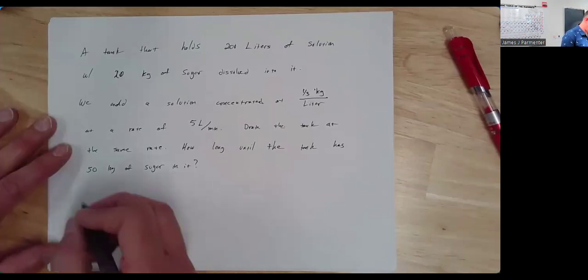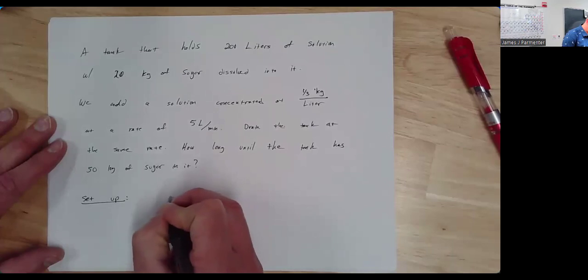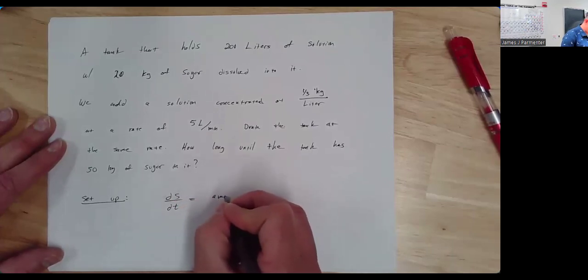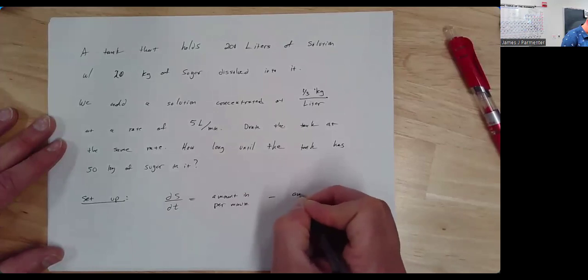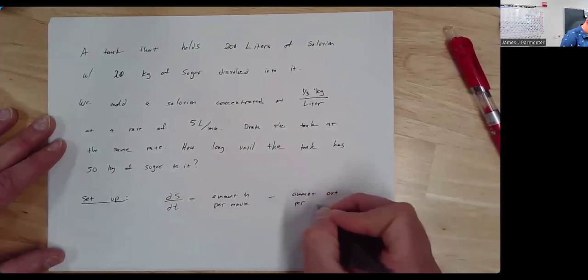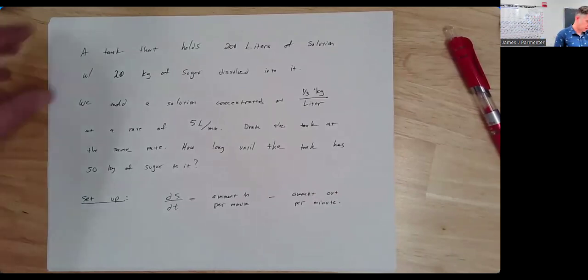Set up the differential equation. Set up your rate of change of sugar equal to the amount in per minute minus the amount out per minute. I'll give you a minute and a half to do that.